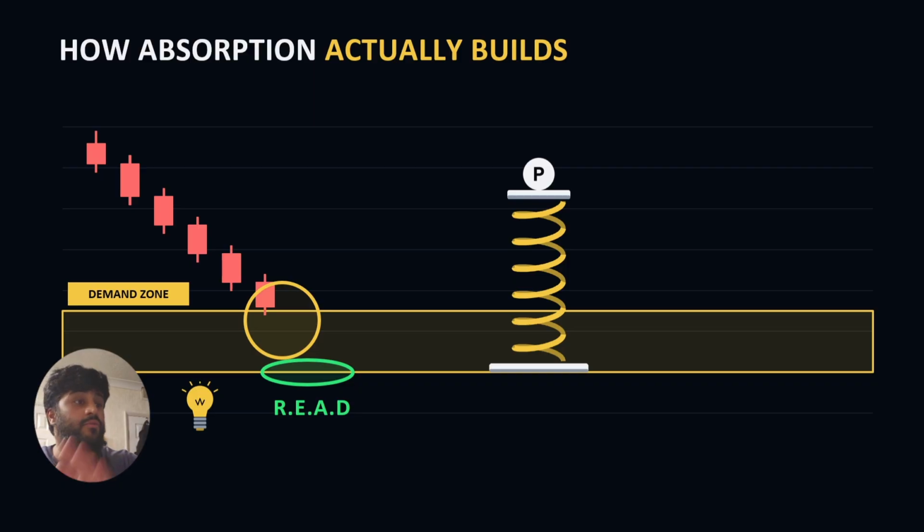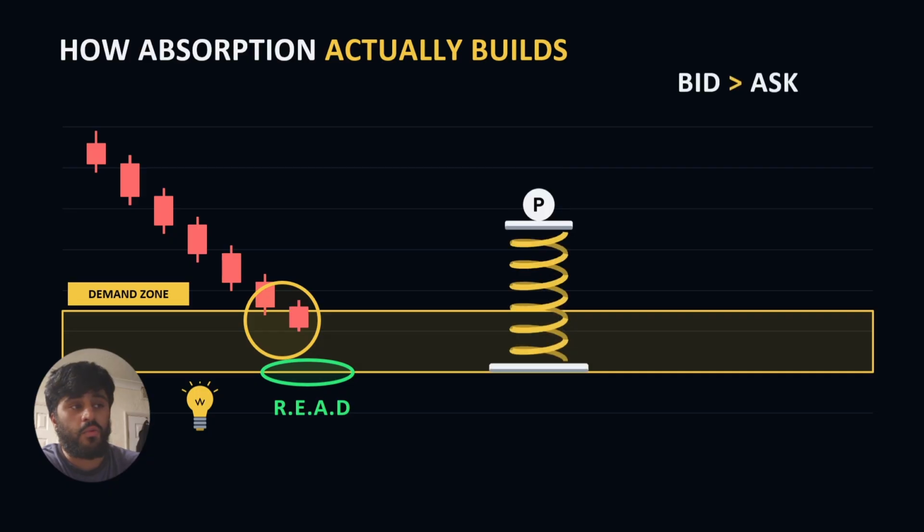Once again, if you haven't watched the previous videos on read, go back and watch them. It's going to make a lot more sense. Recognize, evaluate, assess, and detect, right? Now, what's going on here? The bid is greater than the ask, right? We see more aggressive sell orders than aggressive buy orders, or more market sell orders than market buy orders, right?